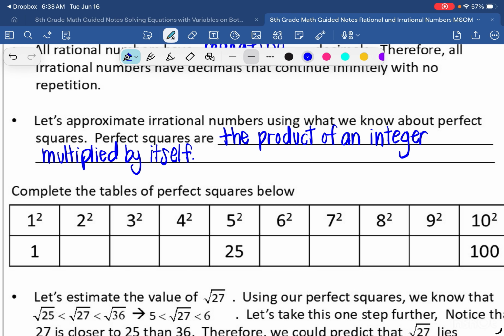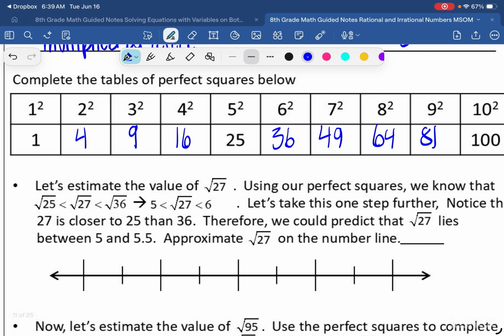1 squared is 1, 2 squared is 4, 3 squared is 9, 4 squared is 16, 5 squared is 25, 6 squared is 36, 7 squared is 49, 8 squared is 64, 9 squared is 81, and 10 squared is 100. This is going to help us estimate irrational numbers.